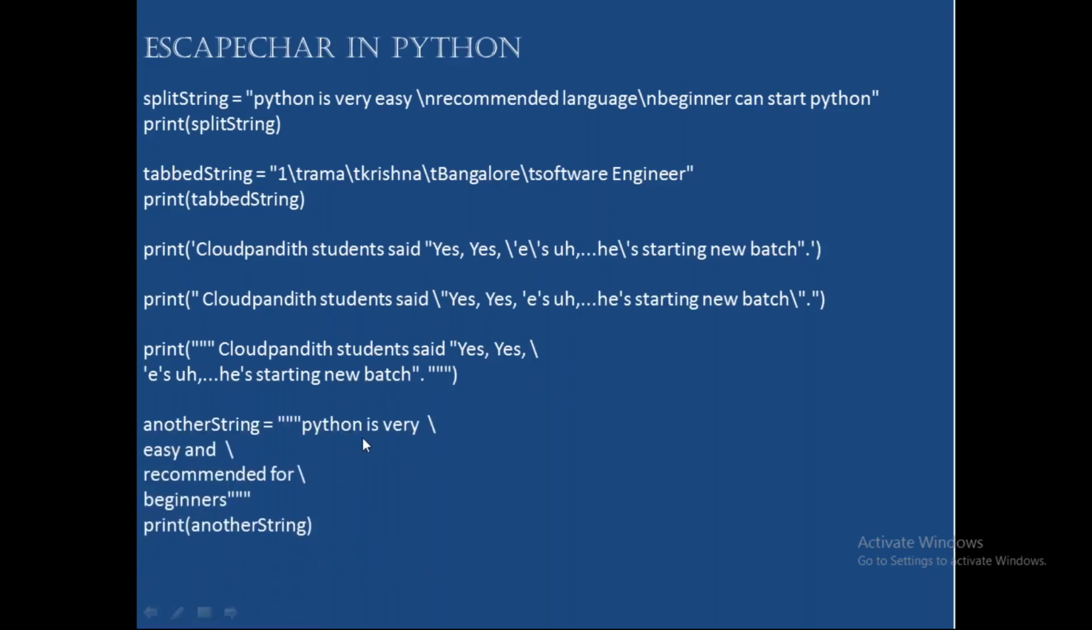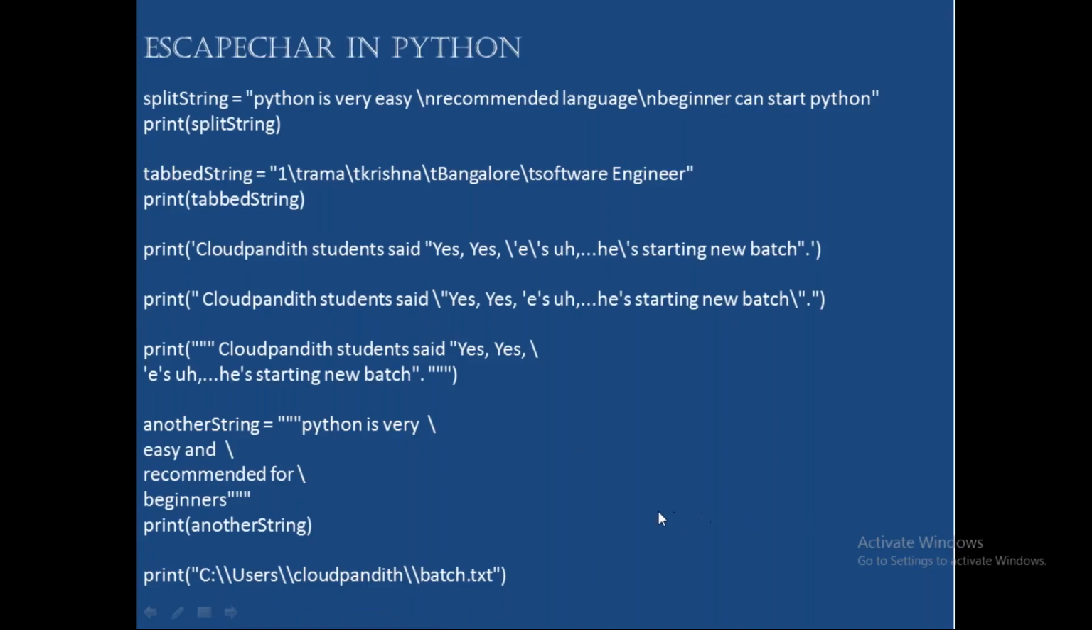Next, see, Python is very easy and recommended for beginners. So here I'm using slash, but when you print it, you will get Python is very easy and recommended for beginners in a single line. You can use the slash to make sure the next line is a continuation, not a new line. When you are writing your code, for readability, you are going to split it into multiple lines, but basically this will be treated as a single line. For printing in multiple lines you need to use a slash n. Even though you have multiple lines, if you want to print it in a single line, you need to use a slash.